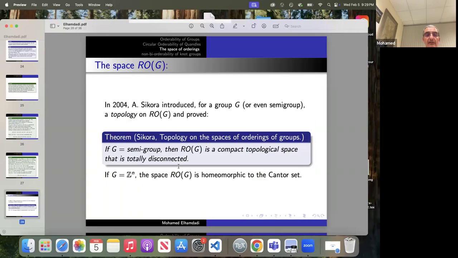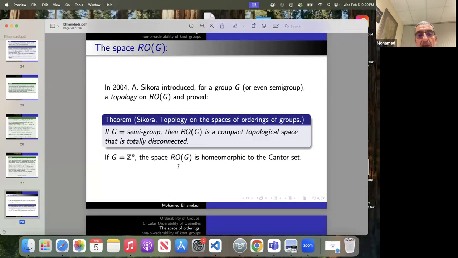The space of right orders on a group G. Back in 2004, Adam Sikora introduced, for a group G, or even for a semigroup, a topology on the set of right orders on G. Precisely, he proved the following theorem: if G is a semigroup, then the set of right orders on G is a compact topological space that is totally disconnected. Now, if the group G is just Z^n, then this is homeomorphic to the Cantor set.